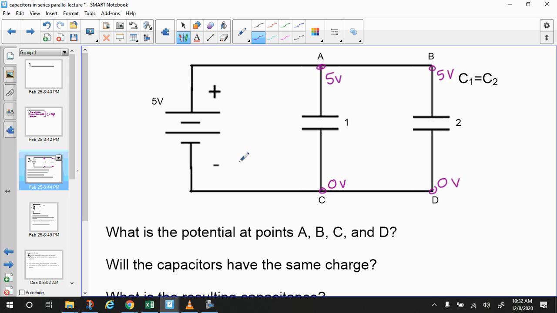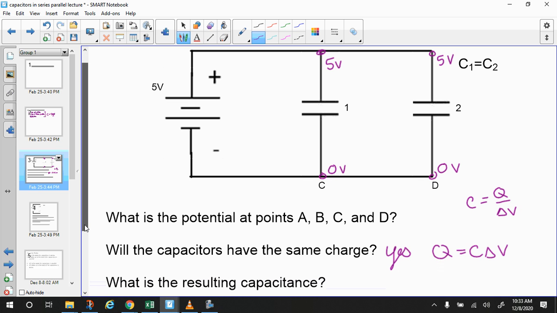So now let's think about the next question. Will the capacitors have the same charge? And the answer should be yes, because we use the equation Q equals C times delta V to determine our charge. And that comes from the equation for capacitance, and capacitance is equal to charge per voltage, so Q over delta V. So if we multiply each side by delta V, we get Q equals capacitance times delta V. So since they have the same voltage and they have the same capacitance, they will have the same charge.